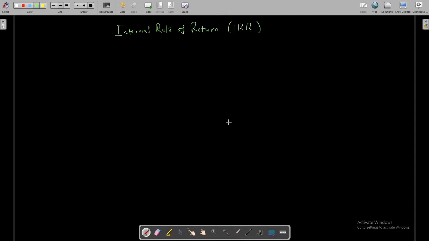Now, what is the internal rate of return of a project? The internal rate of return of a project is the rate that will give a net present value of 0.